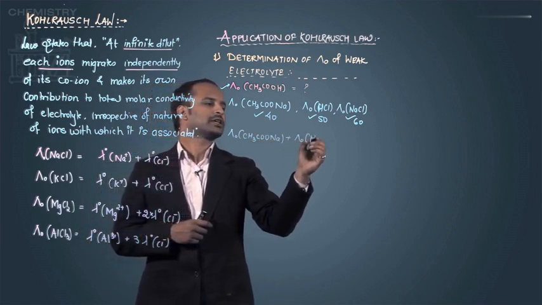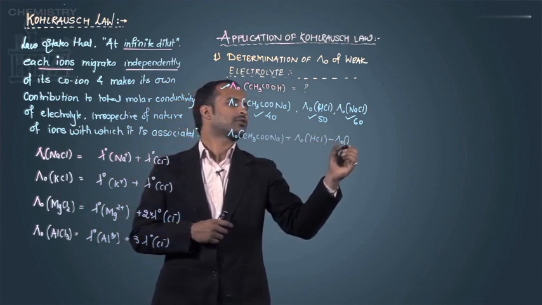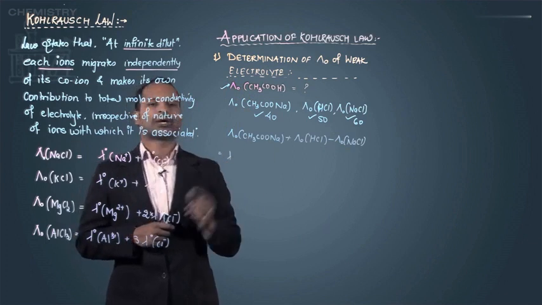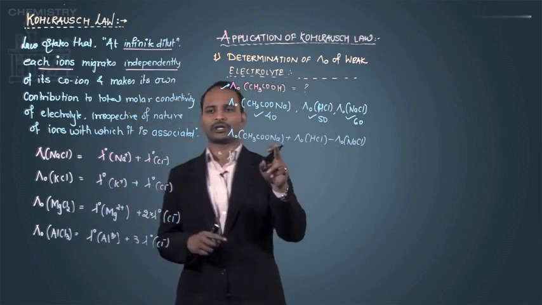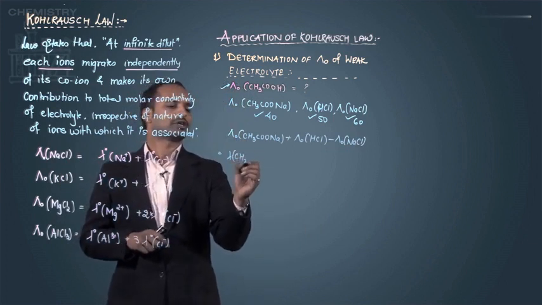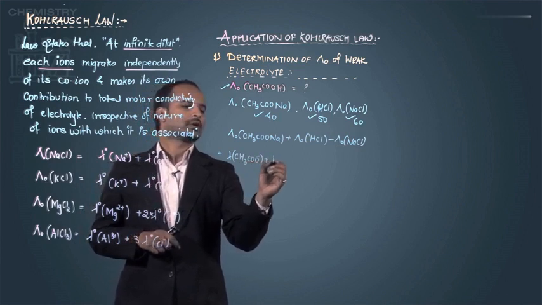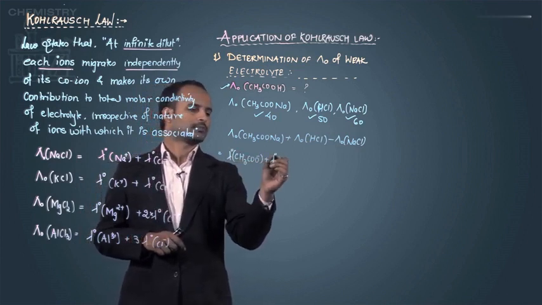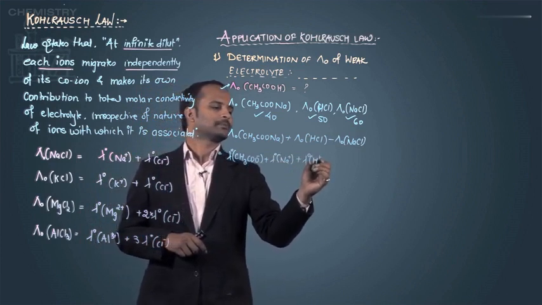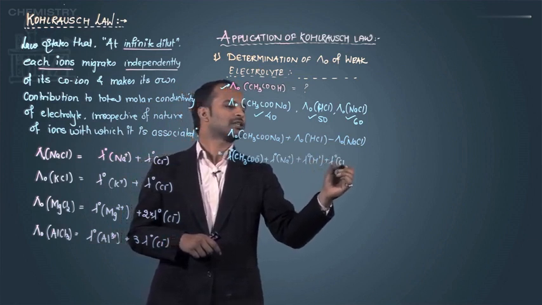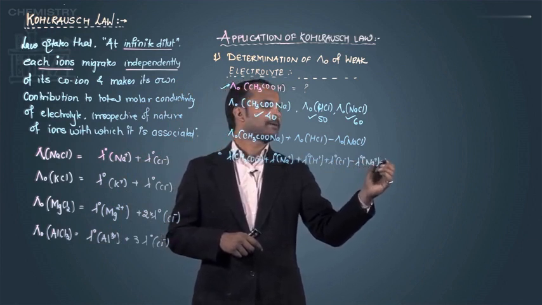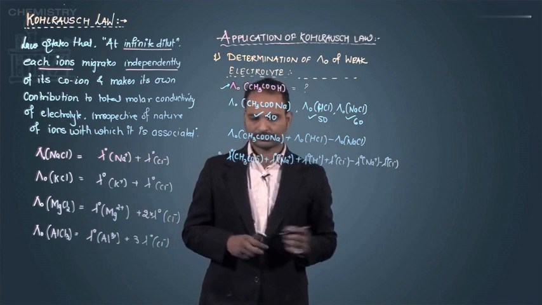plus lambda naught of HCl minus lambda naught of NaCl, which can be written as: molar conductivity of an electrolyte depends upon its ions, like NaCl depends on Na plus and Cl minus. So similarly here I can write its conductivity depends on acetate ion and Na plus ion, plus lambda naught of H plus ion plus lambda naught of Cl minus ion minus lambda naught of Na plus ion minus lambda naught of Cl minus ion.